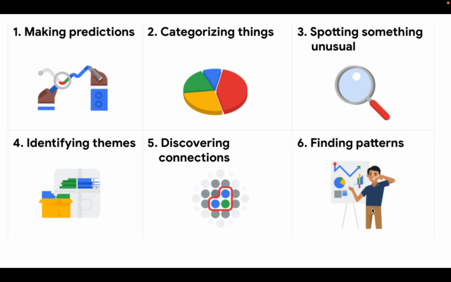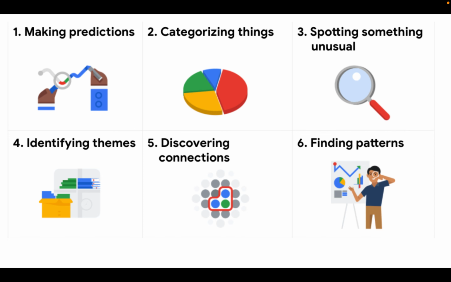Number six, finding patterns. Finding patterns is about historical data. You find some pattern in historical data, and you kind of predict the future trend. It's kind of like the first one. So what's the difference between number five and number six? Number five is kind of vertical, between different entities, but number six is horizontal, something over time.